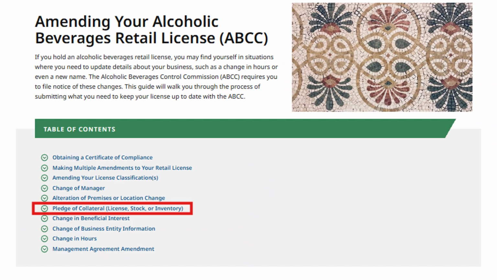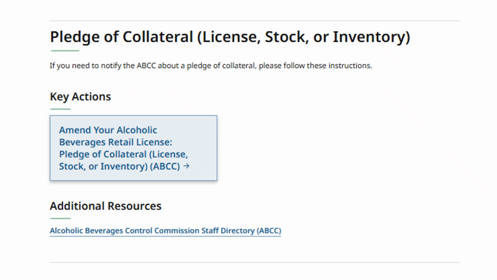The Amend a Retail License page includes a table of contents with all the amendments you can make to your license. Click Pledge of Collateral, License, Stock, or Inventory in the table of contents. You will then be directed to the Pledge of Collateral section of the page. Click Amend your Alcoholic Beverages Retail License, Pledge of Collateral, License, Stock, or Inventory.